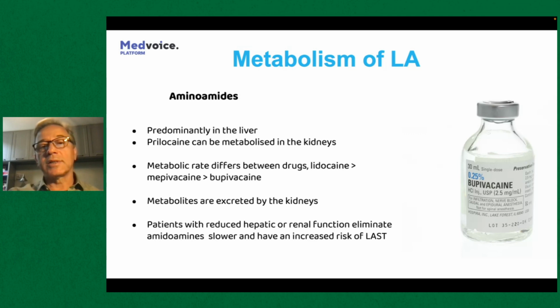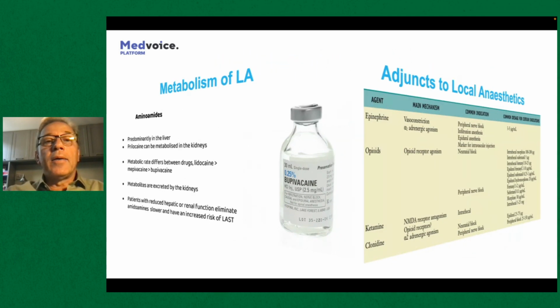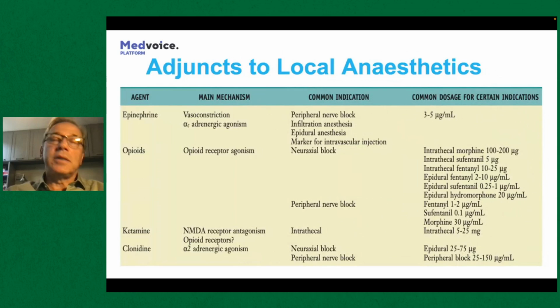Let's talk about what can we add to the local anesthetic to improve the block, basically, and usually we're talking about the duration of action. We can add some epinephrine, adrenaline, which obviously will vasoconstrict. And common indication for that is peripheral nerve blocks, infiltration anesthesia. We add it to the epidural anesthetic solutions, and the common dosage is 3 to 5 micrograms per mil, or 1 in 200,000 or 1 in 400,000.